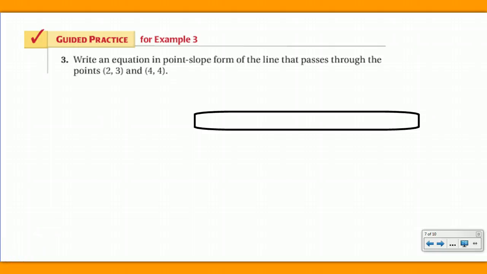Okay, as you recall, for point-slope form, what do we need? A point and a slope, right? So we're going to use either point in our point-slope form. When you have a point like (4, 4), that's really an easy substitution because you can't go wrong. You could never substitute into the wrong place of the equation. The x and the y are the same, right?